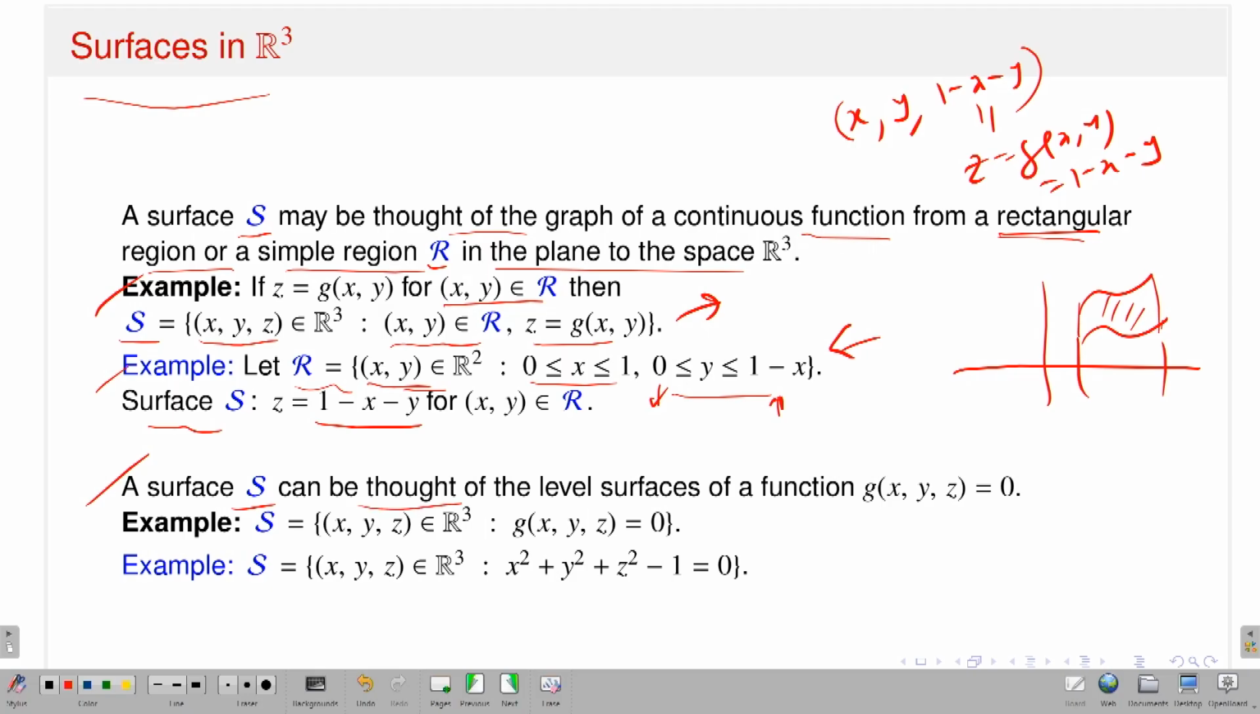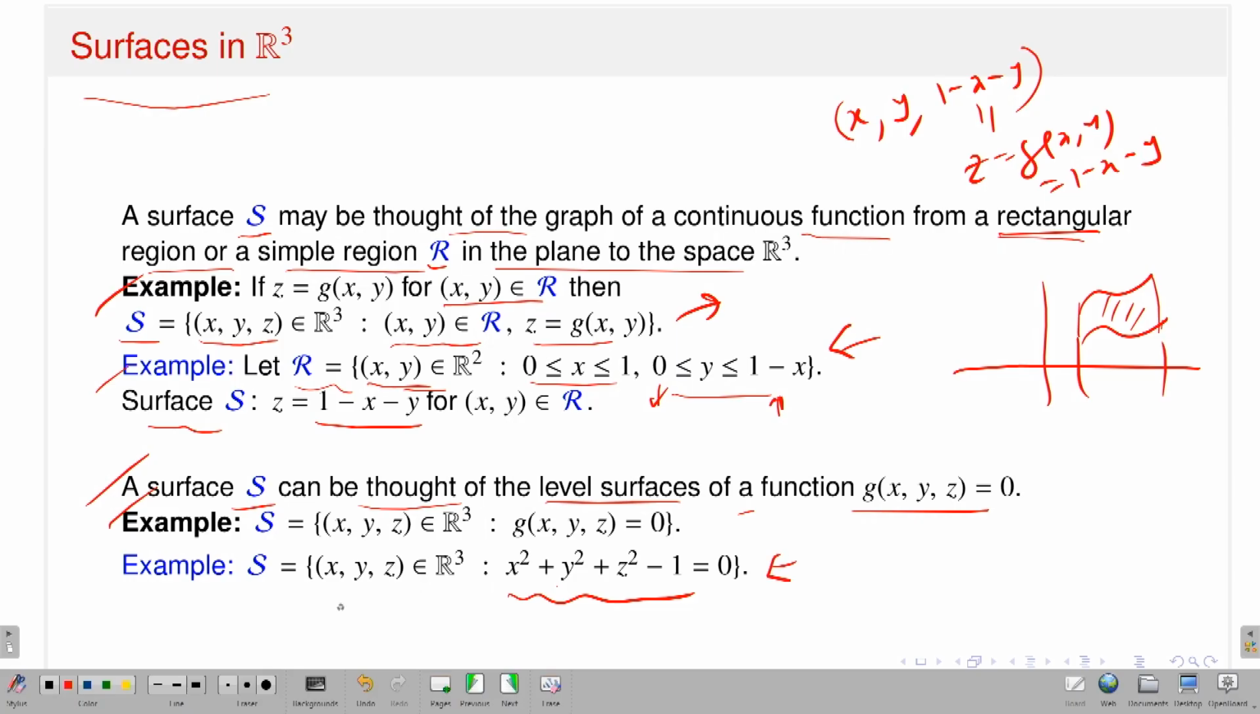A surface S can be thought of as the level surface of my function g of x, y, z equal to 0. You know the concept of level surfaces; I already discussed it in my earlier lectures. So surfaces can also be thought of as level surfaces of a function g of x, y, z. For example, if I consider g of x, y, z equal to x square plus y square plus z square minus 1, then g of x, y, z equal to 0 means x square plus y square plus z square minus 1 is equal to 0.